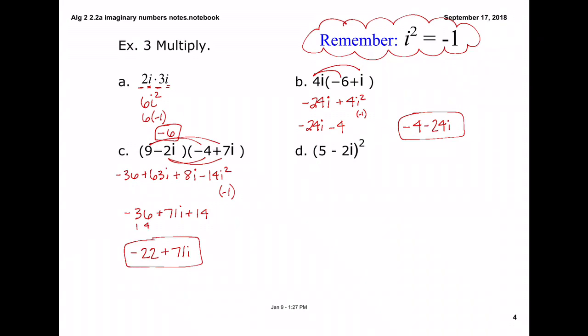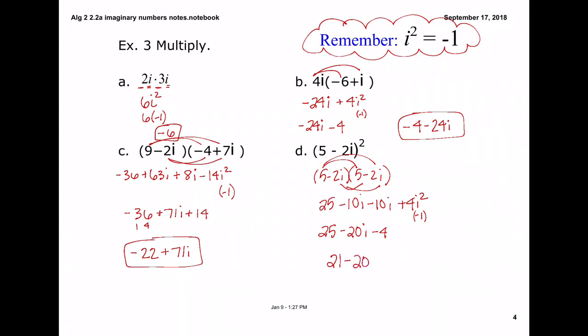When we look at D and we expand, 5 minus 2i times 5 minus 2i. 5 times 5 is 25. 5 times negative 2i is negative 10i. Negative 10i, positive 4i squared. 25 minus 20i, minus 4, because remember this is a negative 1. So when we combine our like terms, we get 21 minus 20i.